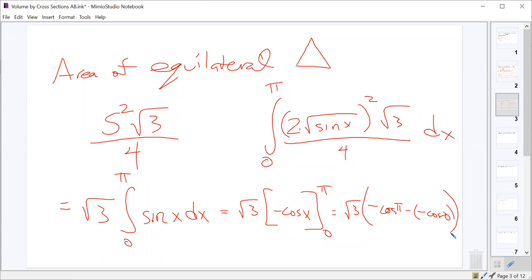Like we said before, cosine of pi is -1, the opposite is 1. Cosine of 0 is 1. The opposite of that is still 1. So we end up with 2 inside of here.